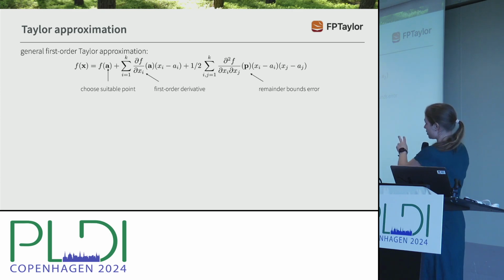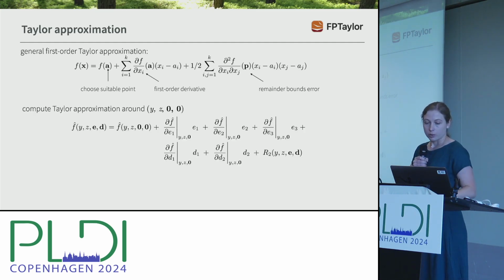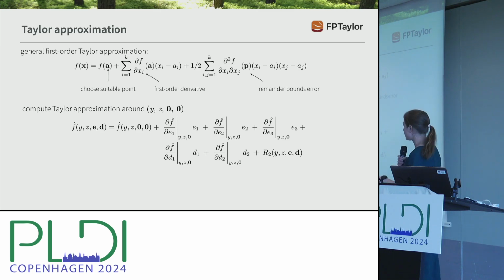Now, I'm talking here just about the first-order Taylor approximation. In physics, you may see second order, third order, and so on. For our purpose, this is enough. So what we're going to do is we will compute a Taylor approximation of our f hat around the point y, z, 0, 0. So this is our suitably chosen point, which means that we choose a point where the variables e and d are all 0. So that means that's the point where we have no error.